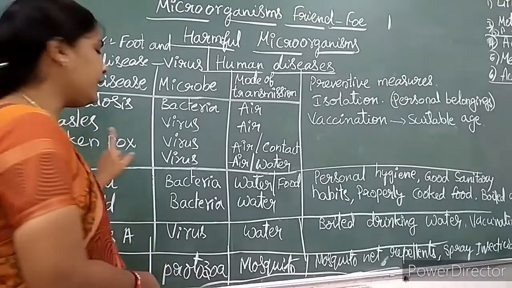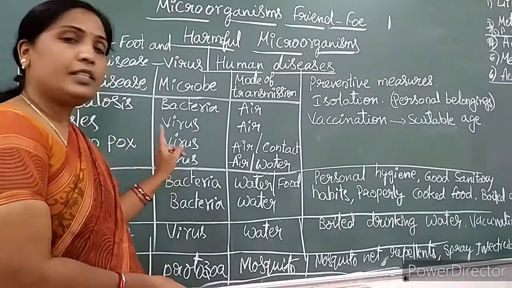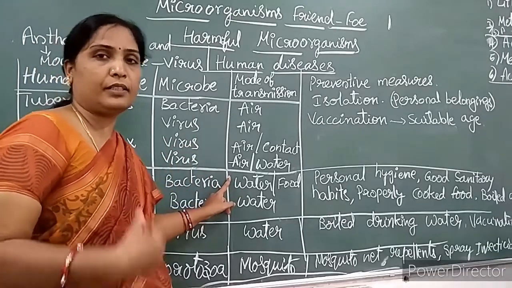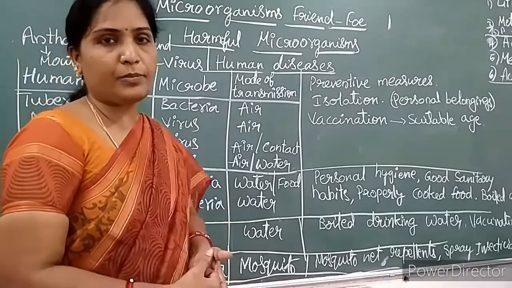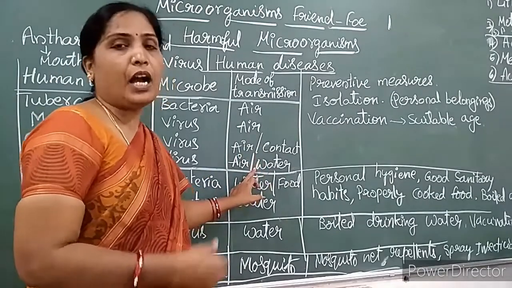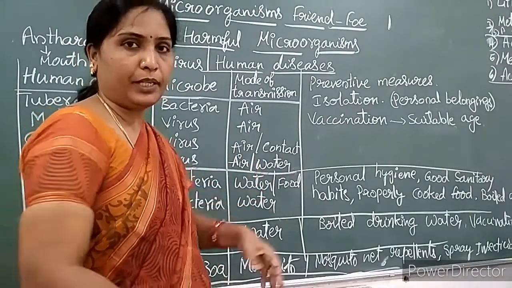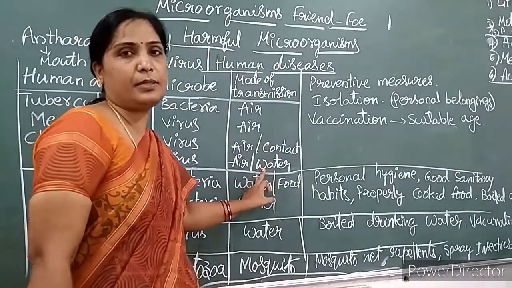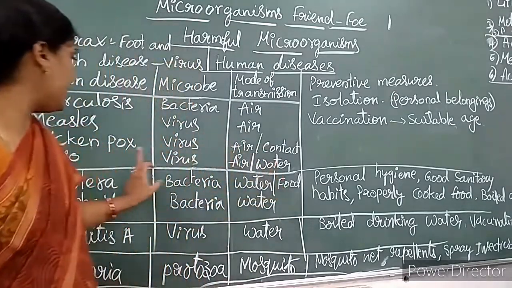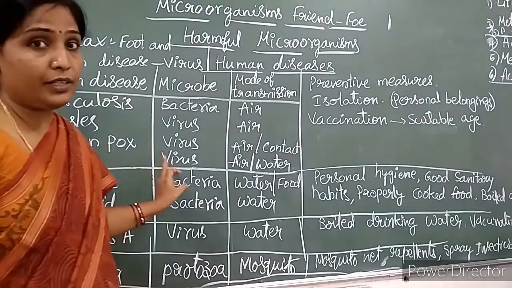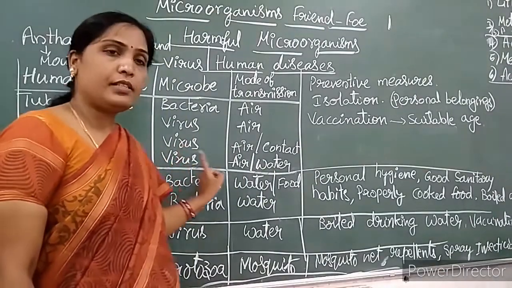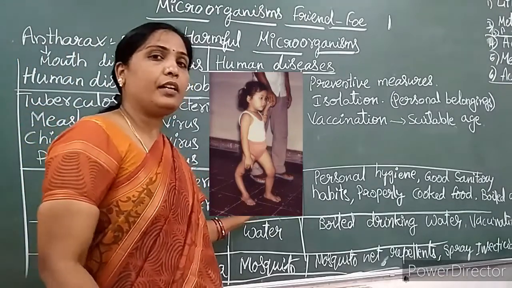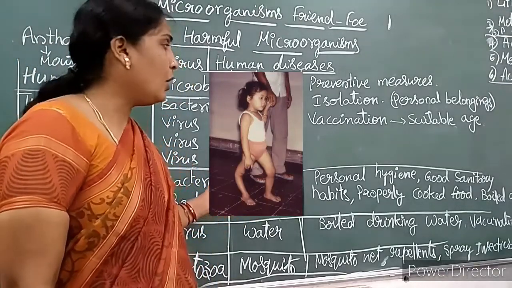But another disease is chickenpox. Chickenpox is also caused by a virus and its mode of transmission is through air or by direct contact. By directly contacting the infected person, this disease may be caused. And the next one is polio. Polio we already discussed, no? This is also caused by a virus and it is transmitted by air or by water.